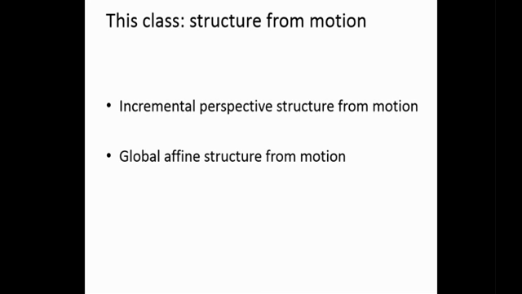So today we're going to talk about two kinds of structure from motion. The first one is incremental perspective structure from motion, where you're growing a solution over time and solving for perspective images. And the second is global affine structure from motion, where you solve for the pose and points all at once, and it's for an affine camera model or orthographic camera model.